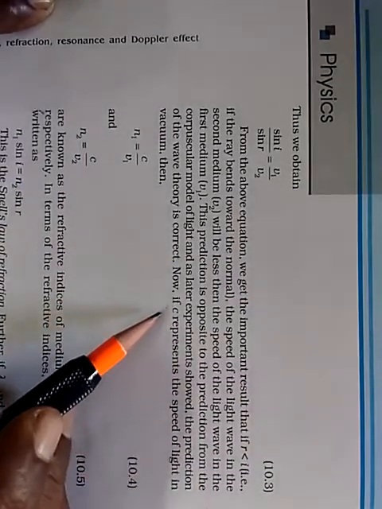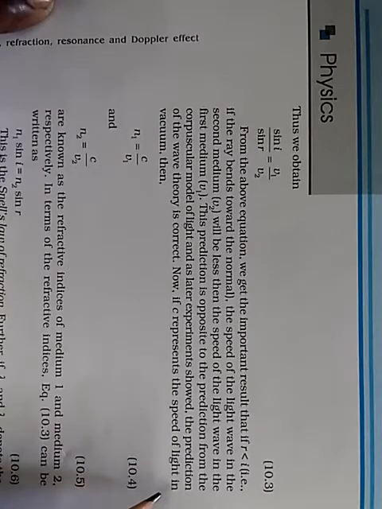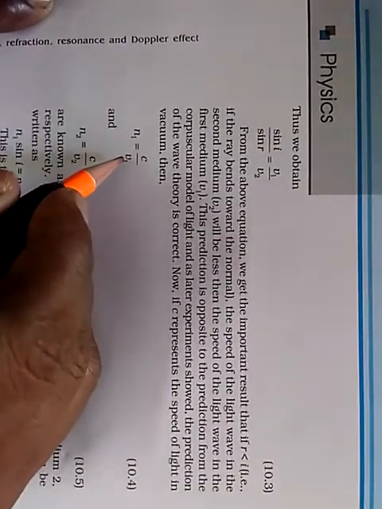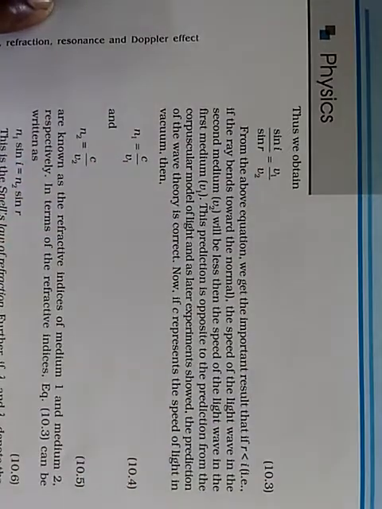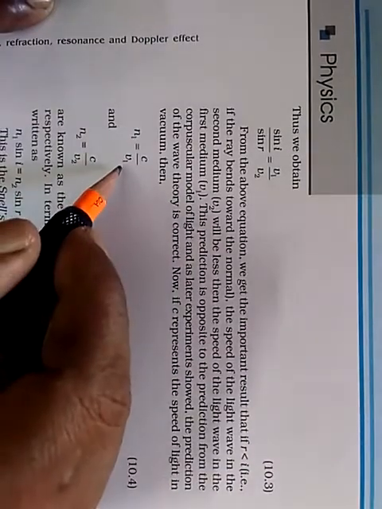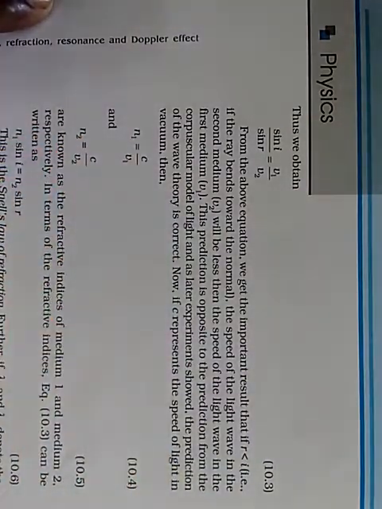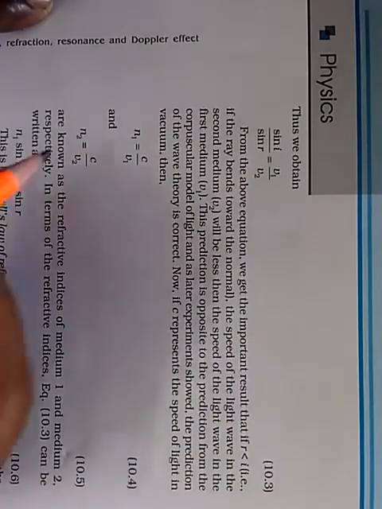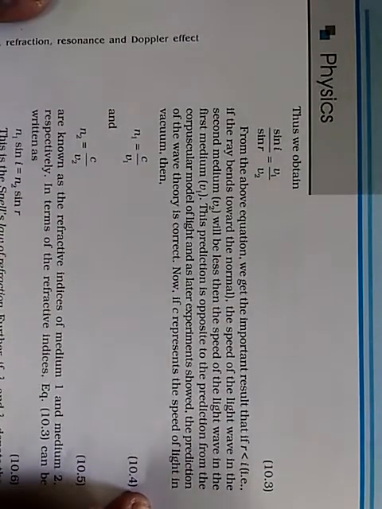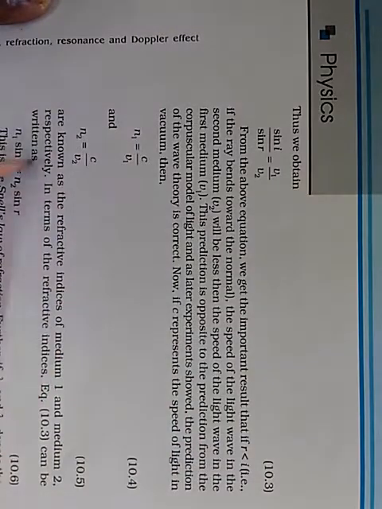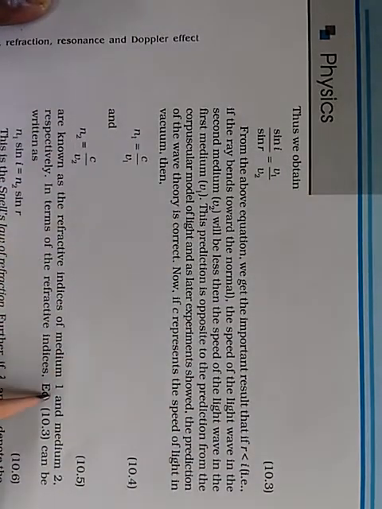Now, if c represents the speed of light in vacuum, then we can write n1, the refractive index of medium 1, is equal to c by v1, where c is the velocity of light divided by v1, the velocity in medium 1, and n2, the refractive index of medium 2, which is c by v2, where v2 is the velocity in medium 2. So this n1 and n2 are known as the refractive indices of medium 1 and medium 2 respectively.